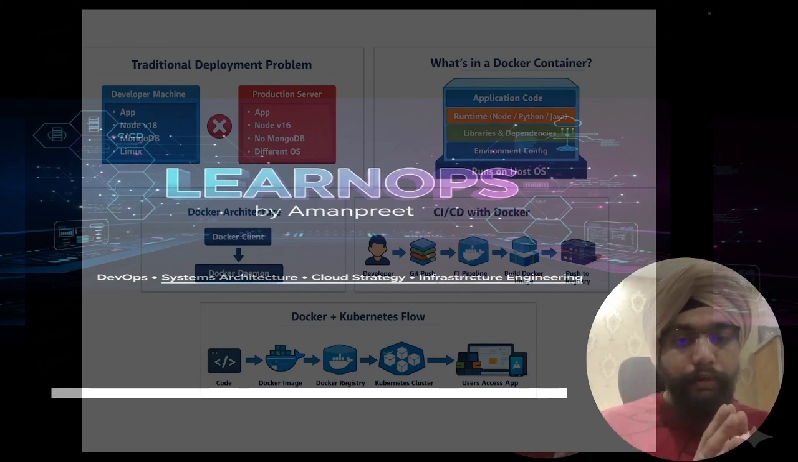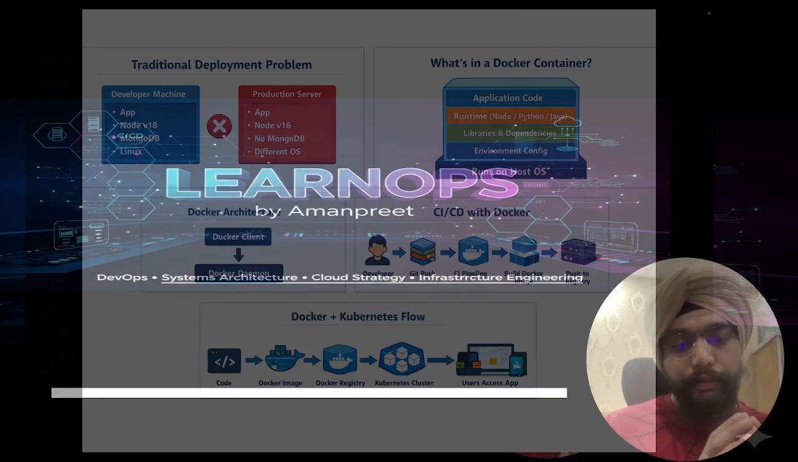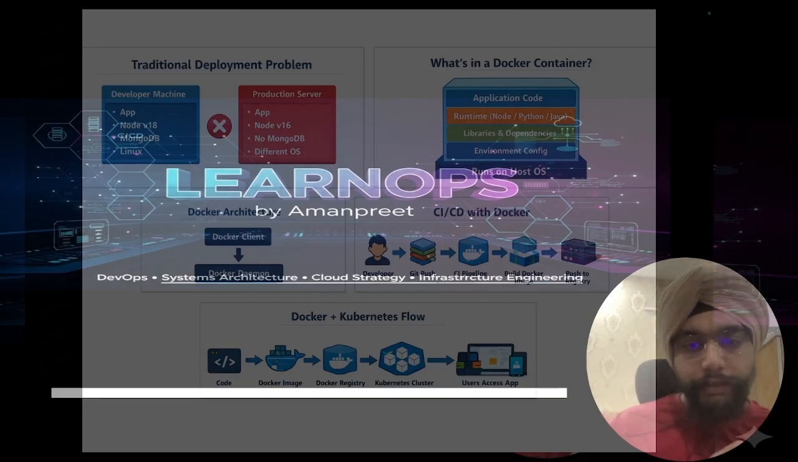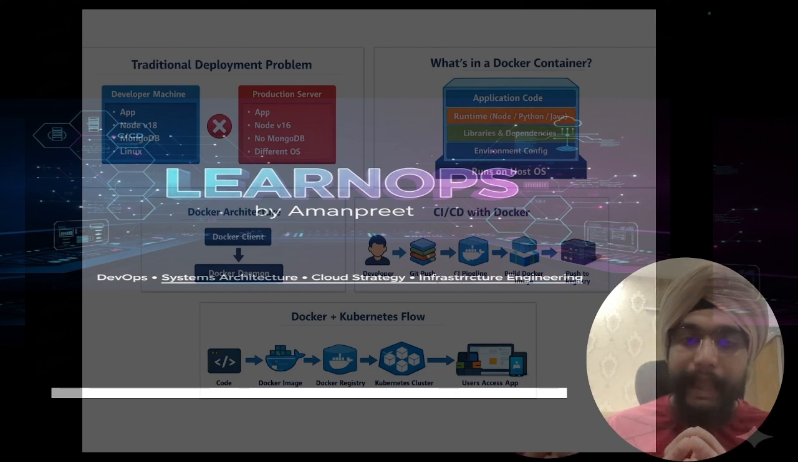And with the Docker and Kubernetes flow, what is happening here is you build the Docker image, the Docker image is pushed to the Docker registry, and from the Docker registry, the Kubernetes cluster fetches the images, containerizes and orchestrates them, and then it becomes the user-accessible app.